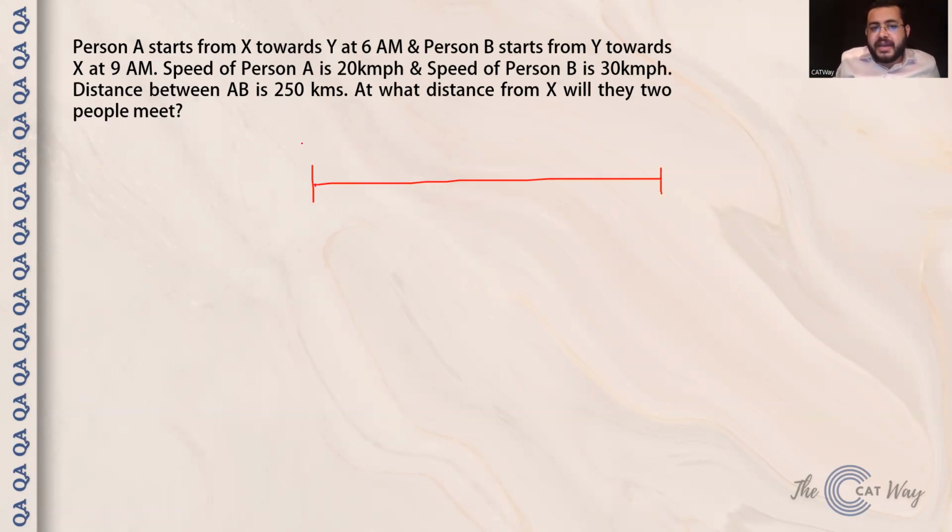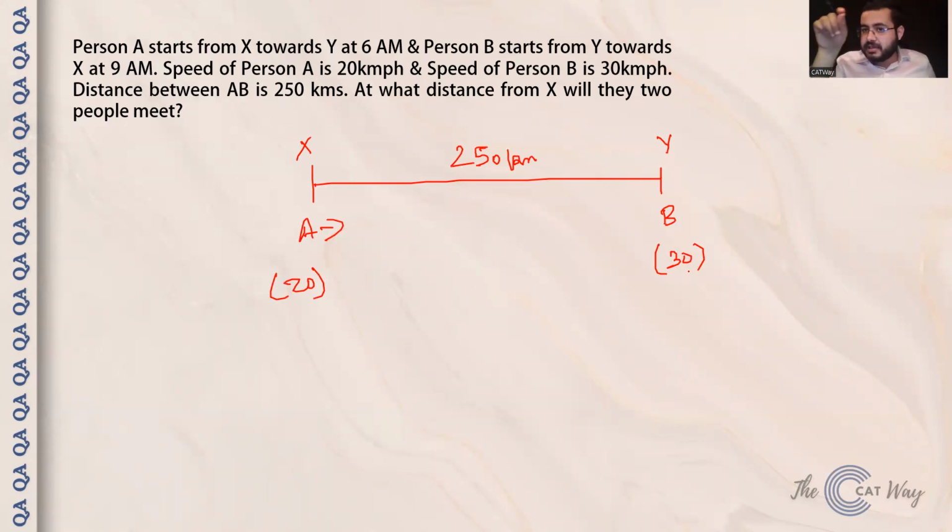What do we have? So we have X and Y, which are 250 kilometers apart. We know that A is starting from this position with a speed of 20 and B is starting from this position with a speed of 30. But the catch is that A started at 6 a.m. whereas B started at 9 a.m. So we know for the first 3 hours, B is still at the position of Y and A is moving alone. That means for the first 3 hours, from 6 a.m. to 9 a.m., there is only one body in motion.